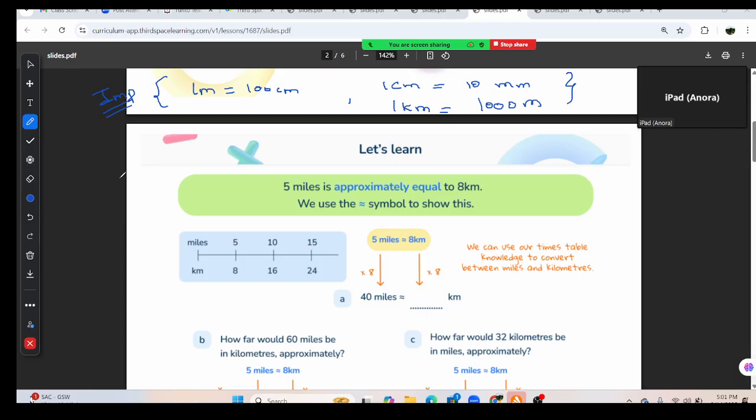Great. So using this, can you convert 5 centimeters into millimeters?